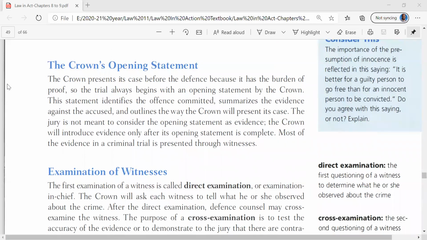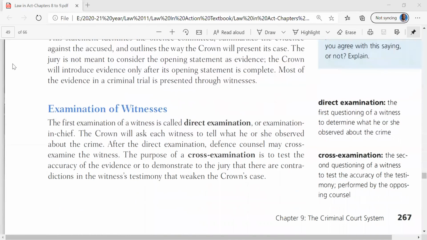Direct examination means that the Crown gets to question the witness directly, ask questions, determine if the person observed the crime, right? Cross-examination is when the witness is cross-examined by the defense, right? To poke holes in the story.